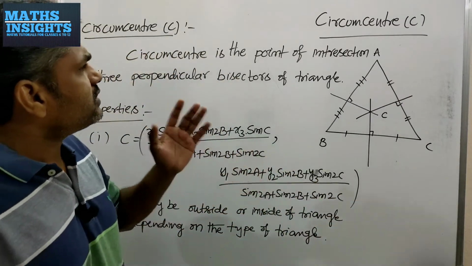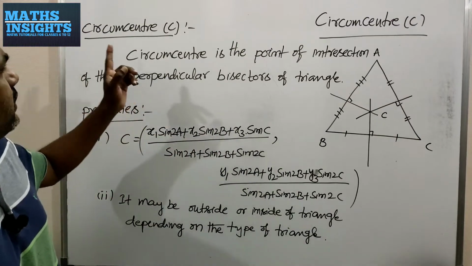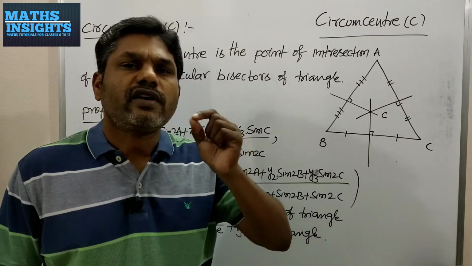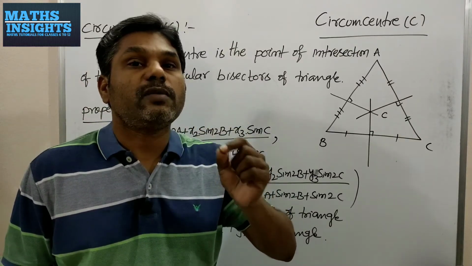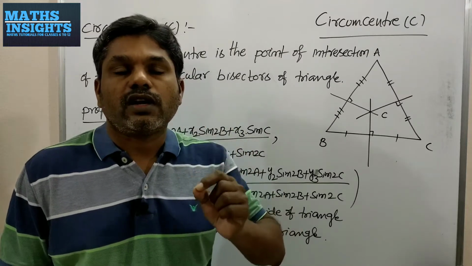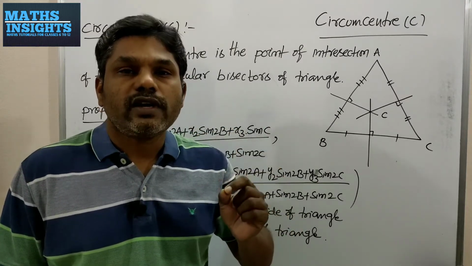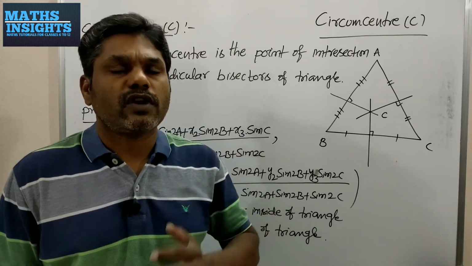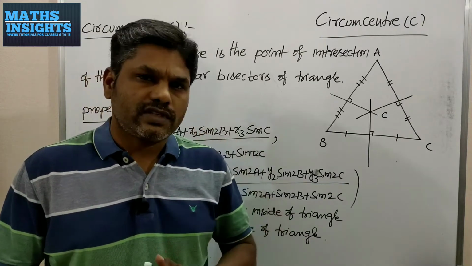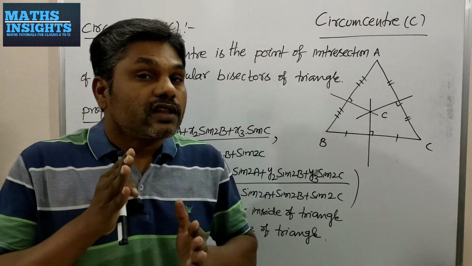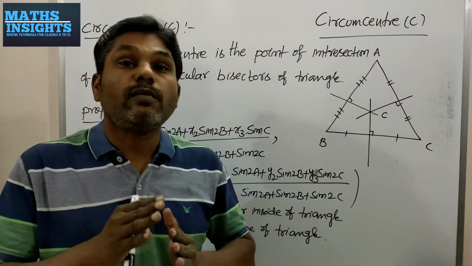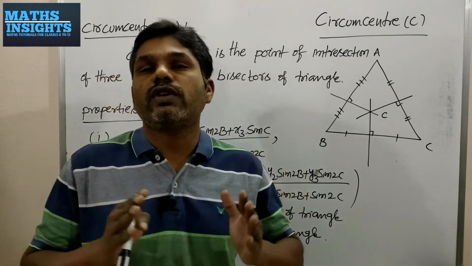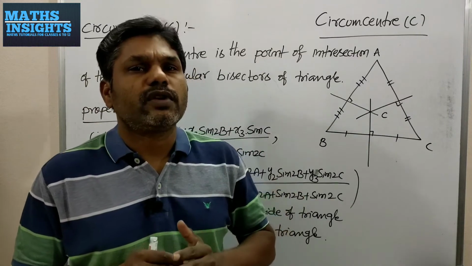Coming to the second center of the triangle, which is very important: the circumcenter. The circumcenter of a triangle is the point of intersection of the three perpendicular bisectors, and it is denoted with the letter C. The question arises: what is meant by perpendicular bisector? The name itself says it is perpendicular to the side, and as a bisector it divides the side into two equal halves.